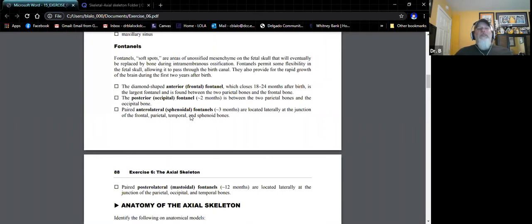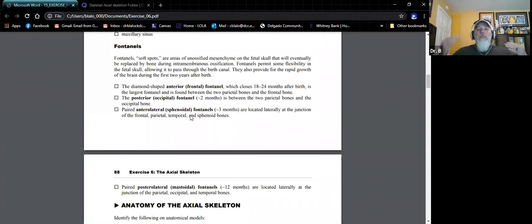Now, those fontanelles exist for a couple of reasons. One, it allows for some flexibility in the fetal skull, so that as the baby's head is passing through the birth canal, it can adjust and change shape to the size and shape of the mother's birth canal. That's why oftentimes when you see newborn babies that were vaginal births, they have maybe a little point or a little cone to the top of their head. That's because of the force and the pressure that's being put on their head as they pass through the birth canal.